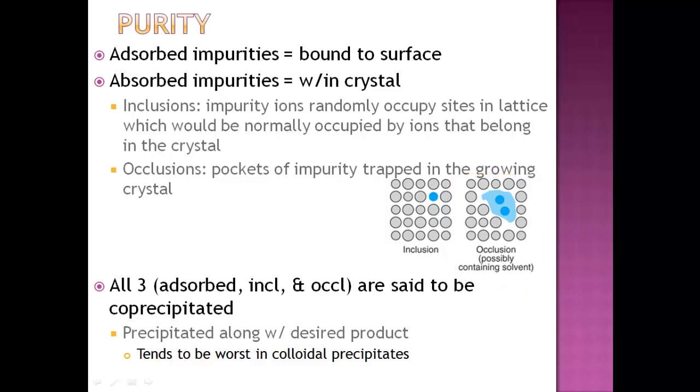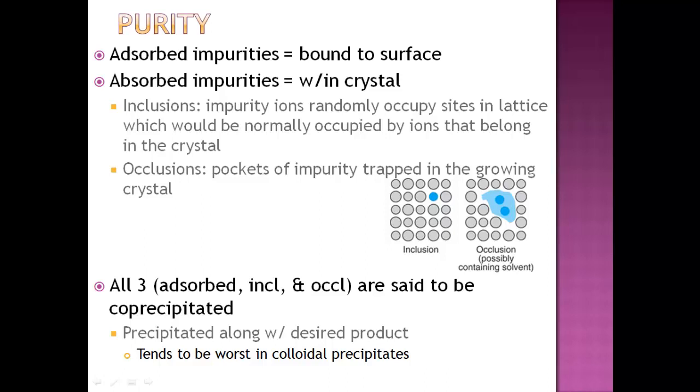Obviously they're both bad, but I would think occlusions are really bad because you've got a huge gap growing inside your crystal, which is not supposed to be there. So all three of these impurities, the adsorbed, the inclusions, and occlusions, are said to be co-precipitated. What that means is that it actually precipitated along with the desired product that you're looking for.